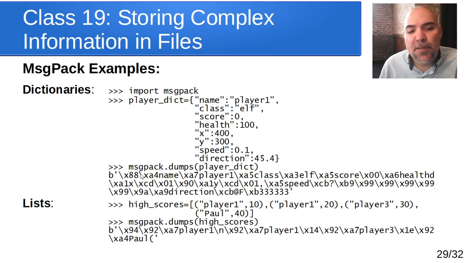Now for dictionaries with MessagePack, notice that that works as well. So here we can say msgpack.dumps, player dictionary. There's the string that it generates for that. Here's the high score list, msgpack.dumps high scores. There's the list for that.